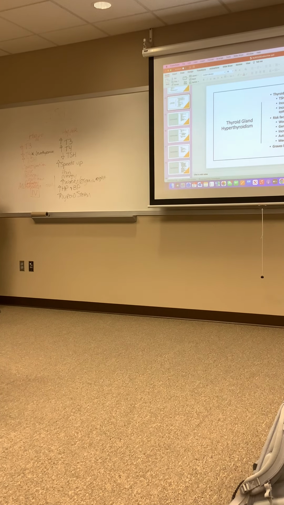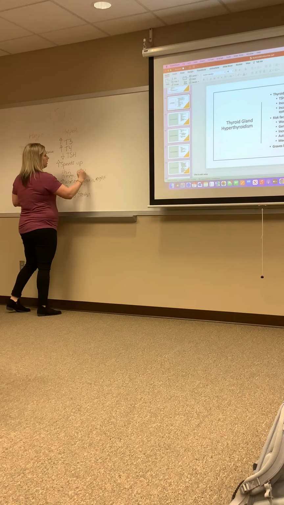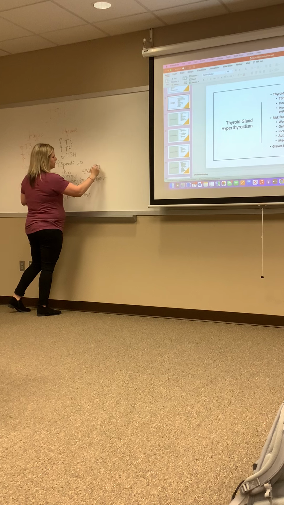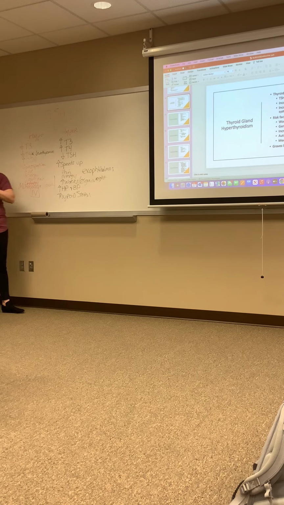Okay? Do you remember what they look like? I brought this up in patho. They have a very obvious appearance, and whenever I see this, I go, I bet they have hyperthyroidism. They have the bulging eyes, okay? So in patho, I just told you what it is, because I wanted you to know what it was called. Exophthalmos. Okay, exophthalmos is the bulging eyes.